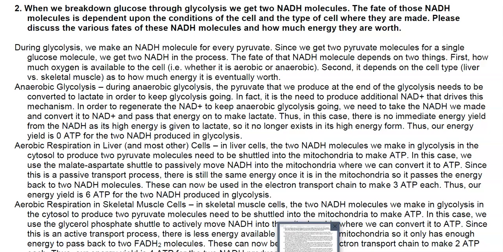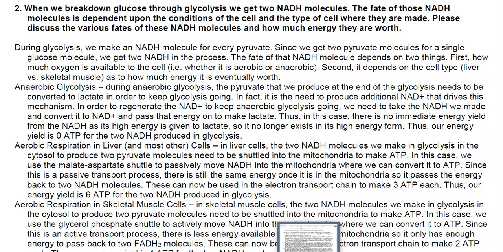Since there are 2 NADH molecules per glucose molecule, since there's 2 pyruvates, we can kind of go ahead and calculate the energy yield again. Since 3 ATP are made from 1 NADH, our energy yield would be 6 because we have 2 NADH made during that process.